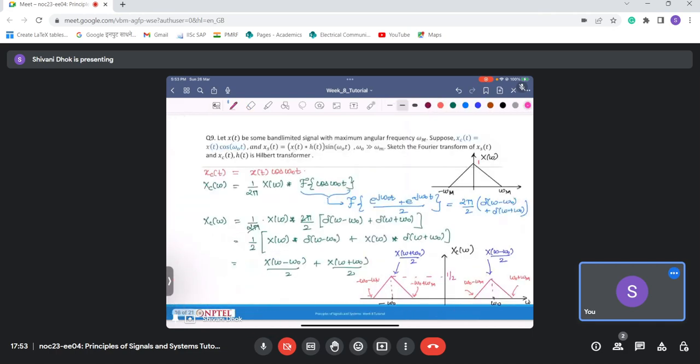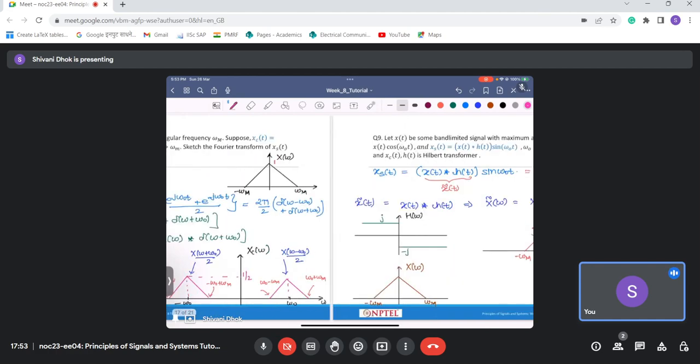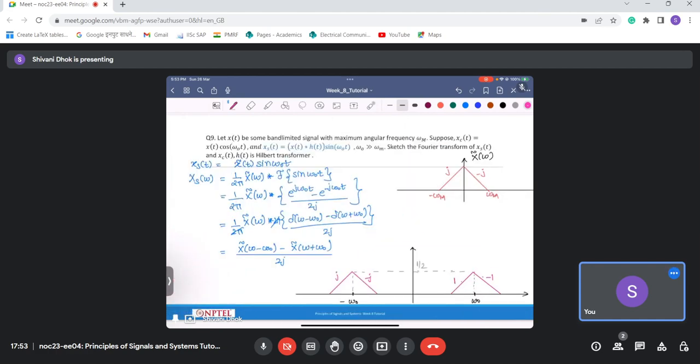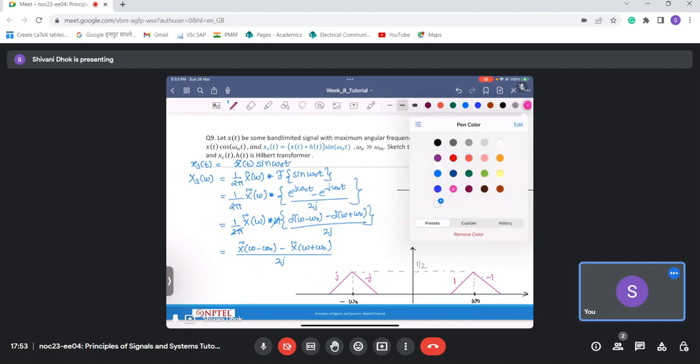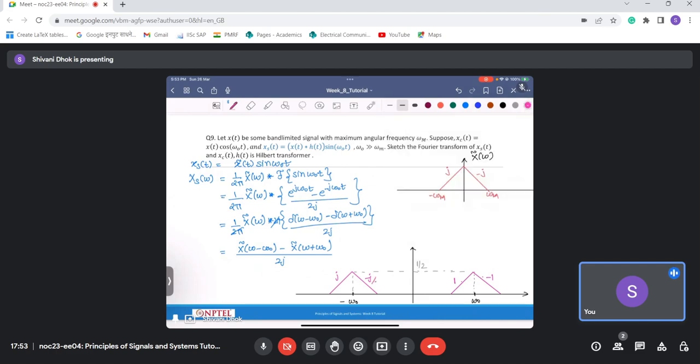It is similar to what we have obtained here, but now a different scaling is happening. Similarly, if we consider this factor here, this gets multiplied by minus 1 by 2j. The 1 by 2 I have already taken care of, so this will be divided by minus j. So this part here will lead to minus 1, and this part here will lead to 1. So what we have here is a 1 here and a minus 1 here, and this is the Fourier transform of x of omega. I hope this part is clear.